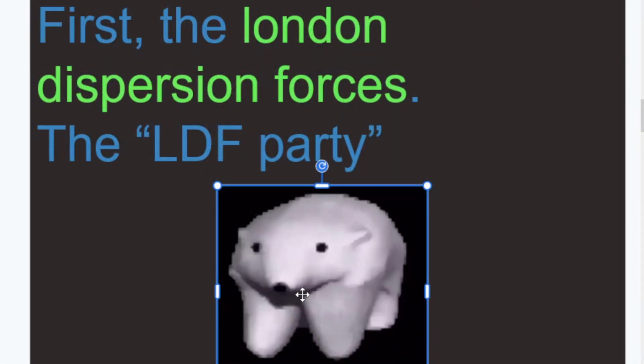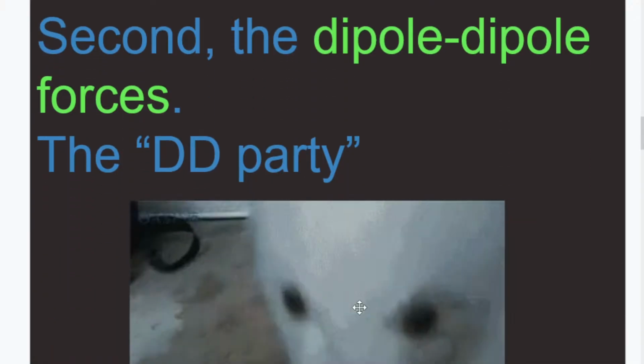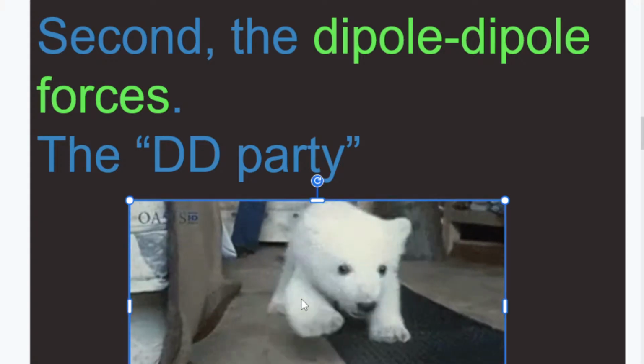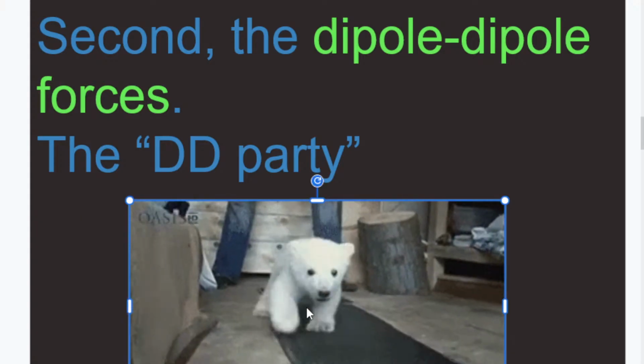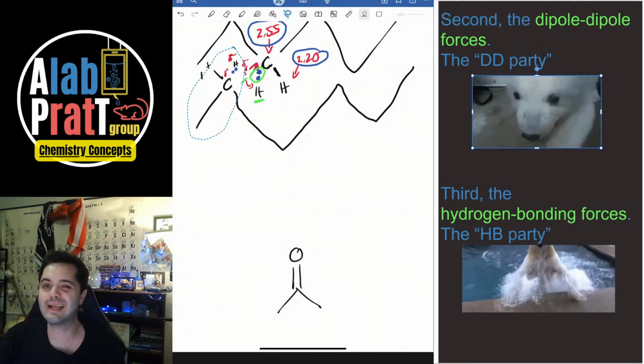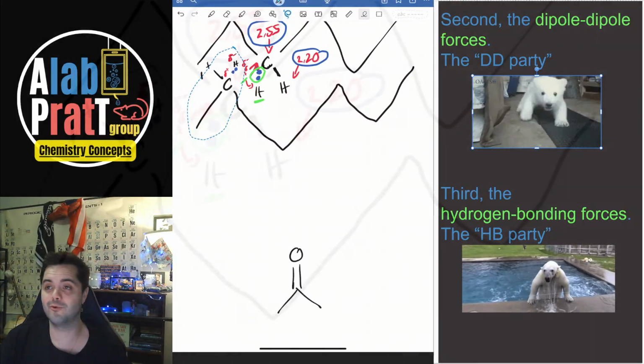this polar bear is a good description of it. But then we find there's the dipole-dipole forces, the DD party, where we're getting a little bit more of a polar bear, an actual, still kind of cute, still not particularly extreme. But I want to bring us away now from this hexane molecule, and we're going to move into the molecule that you see below, the acetone molecule.